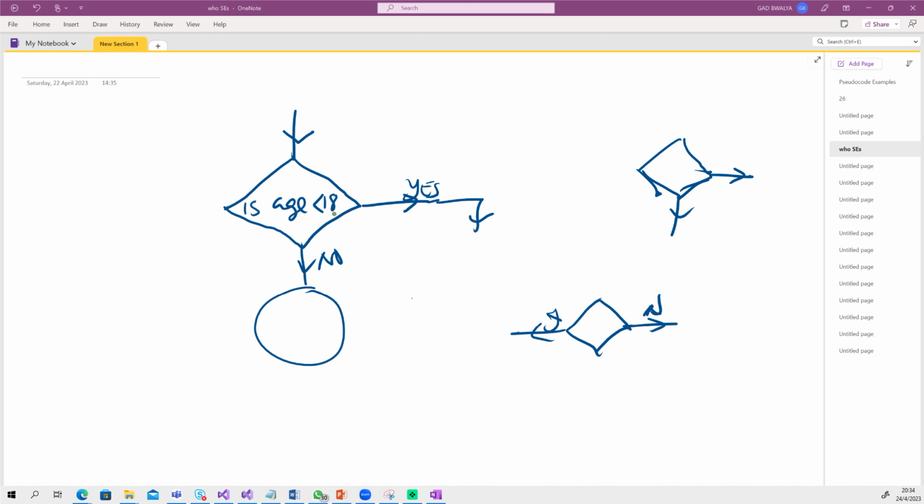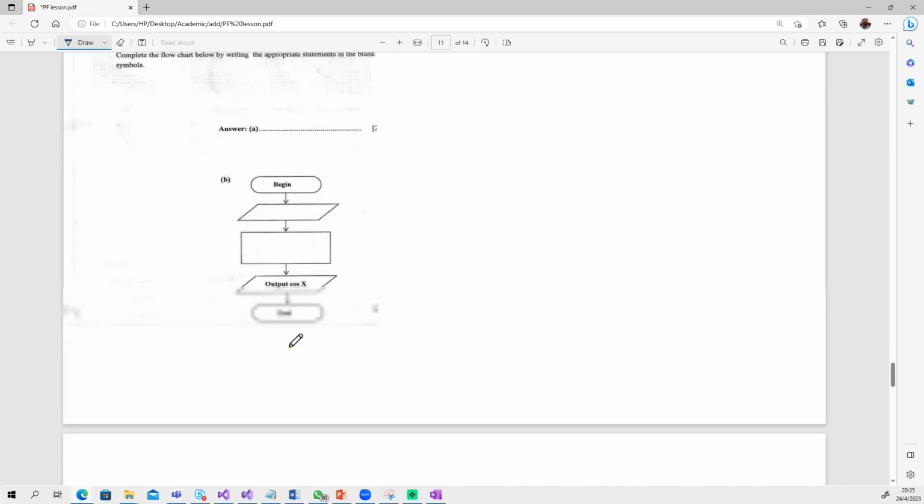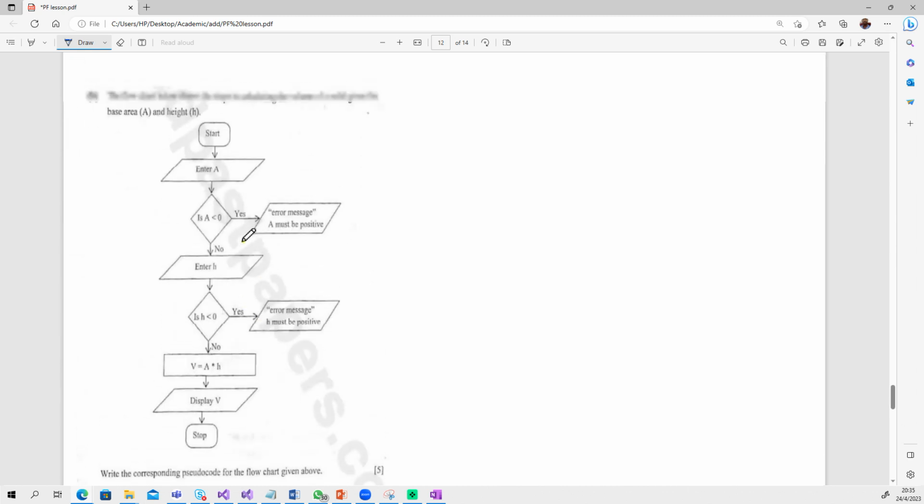Okay. Now, let's look at some examples of how this works out. I found these examples in some question papers, courtesy of zpapers.com. Here are some questions that you need to think about. I'll come back to this one. Okay, let's look at this one here.